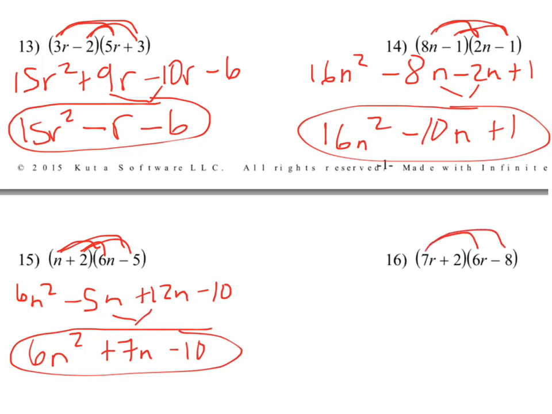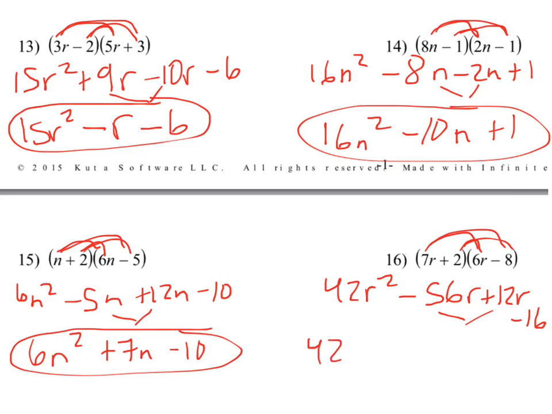7r times 6r is going to be 42r squared. And 7r times negative 8 is going to be negative 56r. And you do 2 times both of those. 2 times 6r is going to be positive 12r. And then 2 times negative 8 is going to be negative 16. Combine our common terms there in the middle.